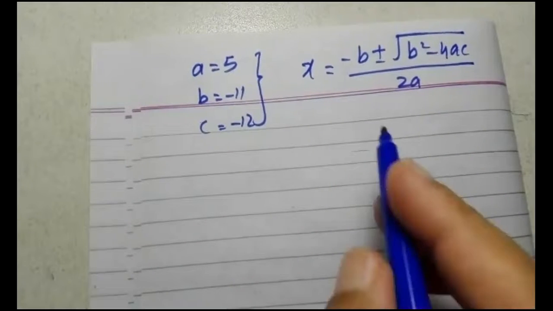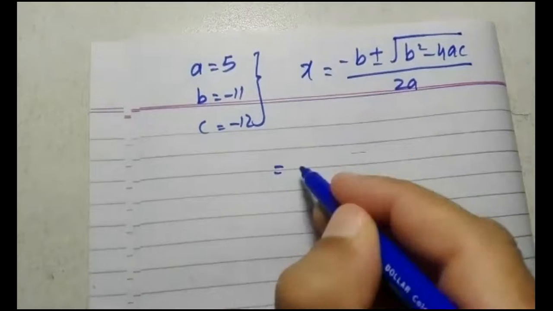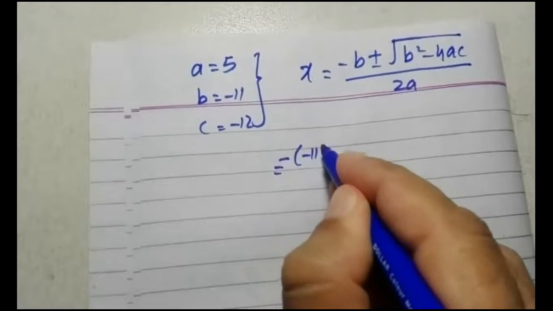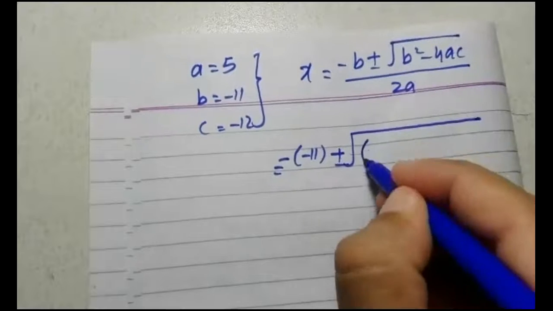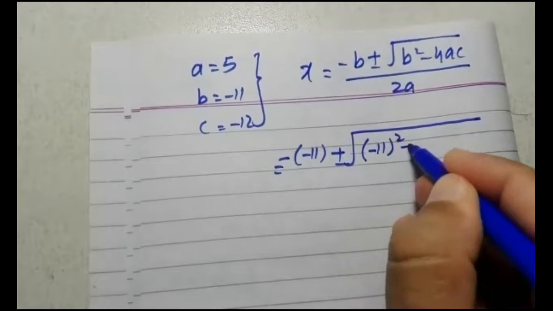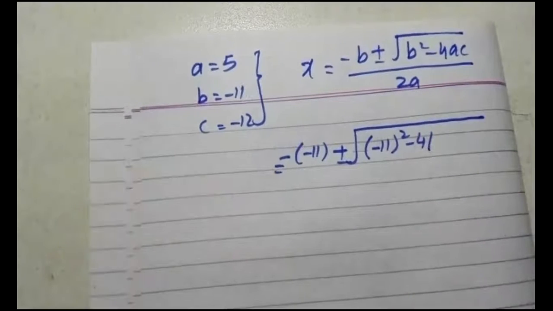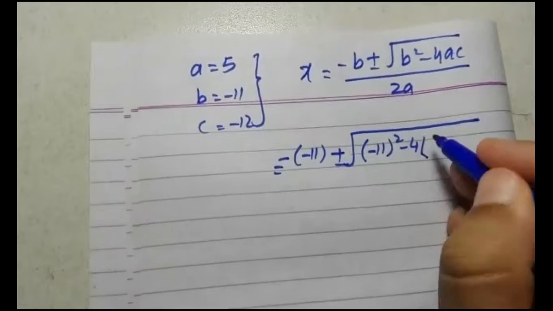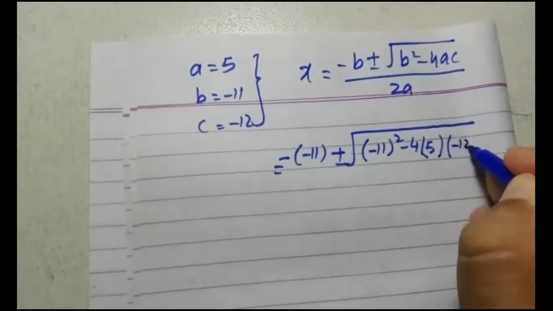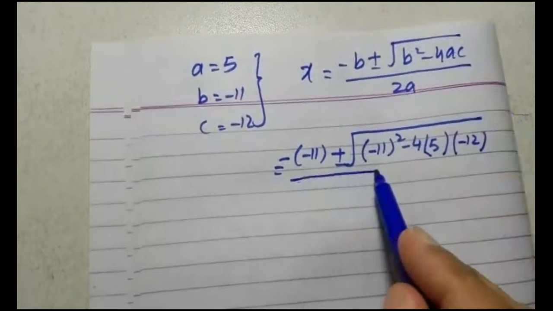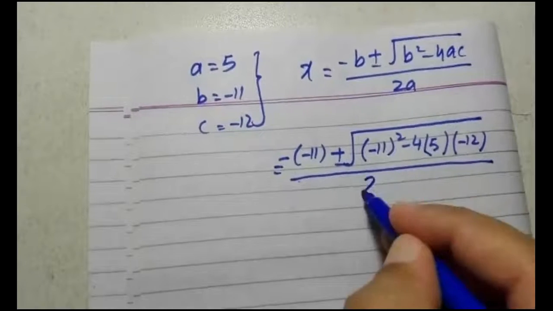So you will substitute the values, that is minus times -11 plus minus the square root of -11 square minus 4 times a, which is 5, and c, which is -12, divided by 2 times a, that is 5.